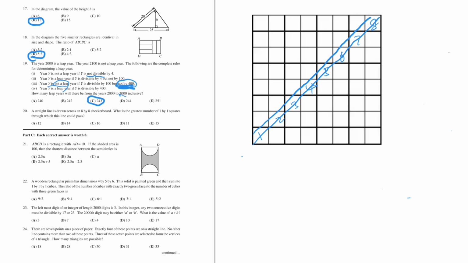Now how many squares does it cross? Let's count it. 1, 2, 3, 4, 5, 6, 7, 8, 9, 10, 11, 12, 13, 14, 15. So the maximum number of squares the line can go through is 15. That's the answer E.